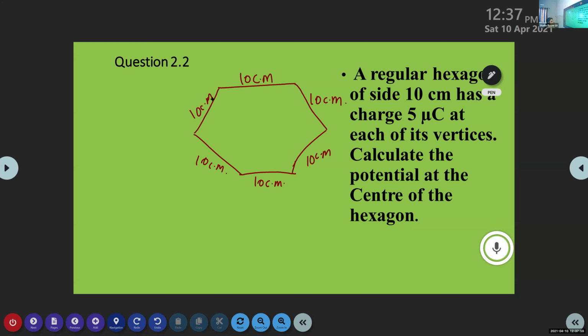So a regular hexagon of side 10 centimeter has a charge of 5 microcoulomb at each of its vertices. So at each of its vertices, we are placing a charge of 5 microcoulomb. 5 microcoulomb is equal to 5 into 10 raised to minus 6 coulomb. Here 5 microcoulomb, here also 5 microcoulomb, here 5 microcoulomb, here also, here also.